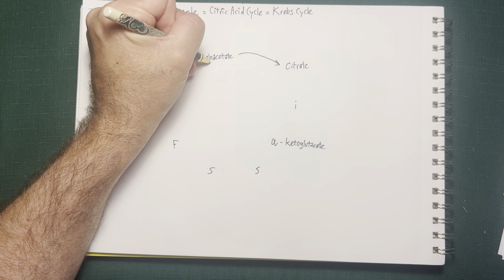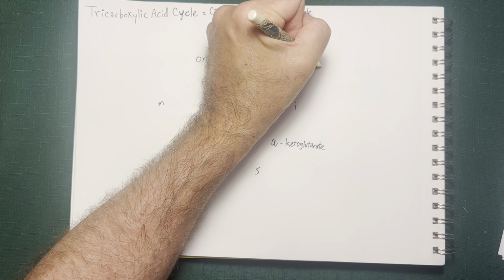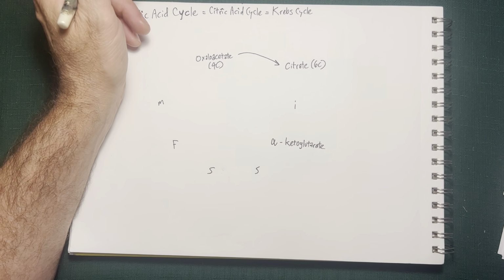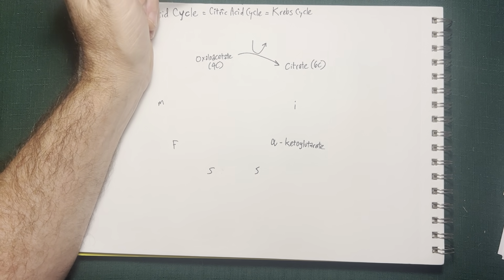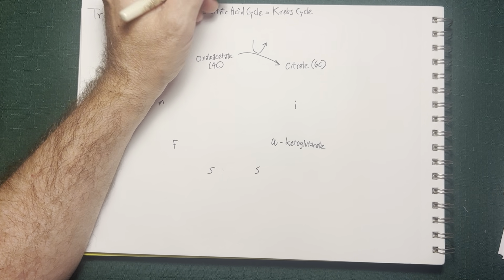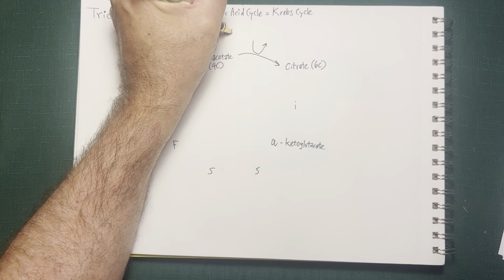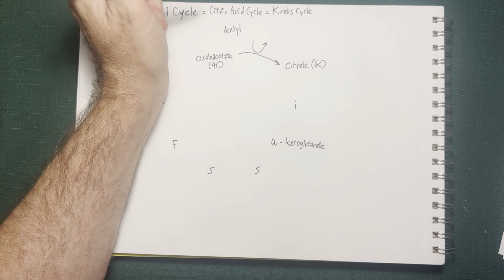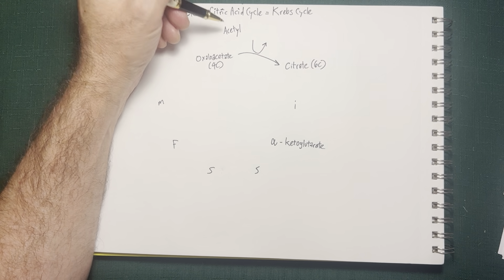Now, oxaloacetate is a 4-carbon molecule. Citrate is a 6-carbon molecule. So we've got to add in 2 carbons. How are we going to do that? We are going to use what's left of pyruvate after pyruvate's already gone through an oxidation step. So those 2 carbons that are left after pyruvate oxidation form what's known as an acetyl group, or acetyl.